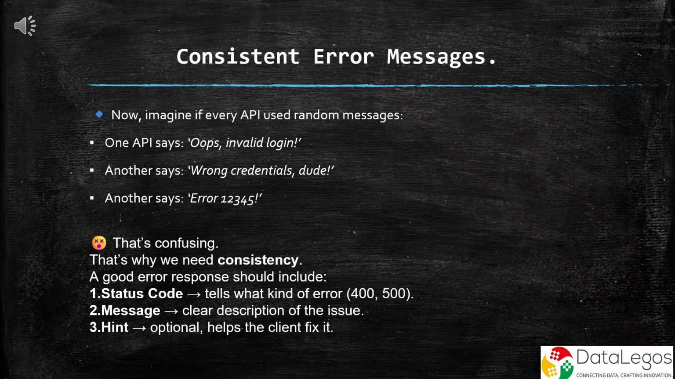Imagine if every API used different, random error messages like "oops, invalid login," or "wrong credentials, dude." This would be incredibly confusing for developers. That's why consistency is so important. A good error response should be structured and include 3 key components. A. Status code, which tells you the type of error, e.g., 400 or 500. B. A clear message describing the issue. C. An optional hint to help the client fix the problem.